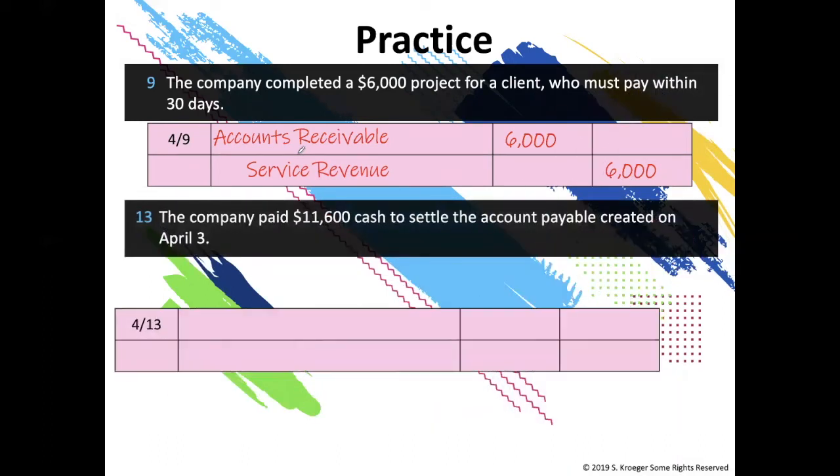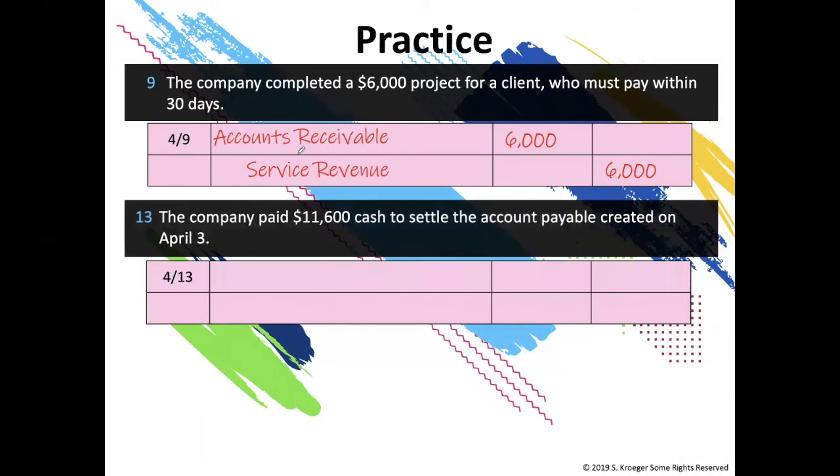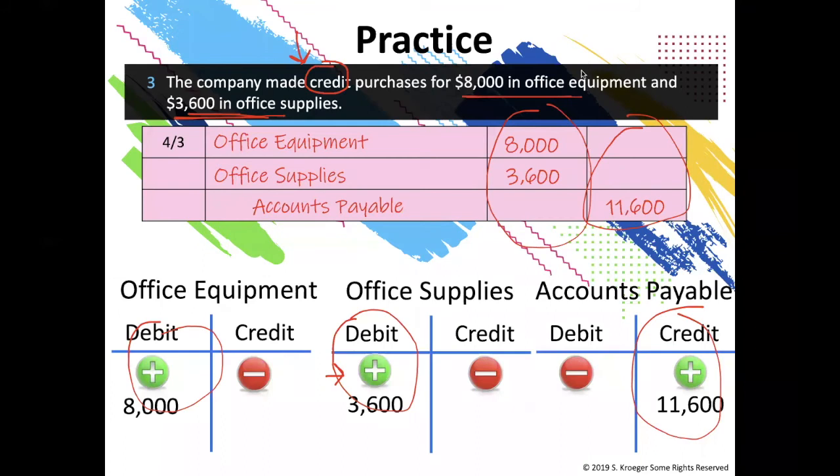Okay, on the 13th, the company paid $11,600 cash to settle the account payable created on April 3rd. So let's go back for a moment to the April 3rd entry and see what we did there. This was the April 3rd entry. Remember, we bought office equipment, office supplies, and now we owed money. Now we're at the stage where we're going to pay some of this money that we owed, this account payable.